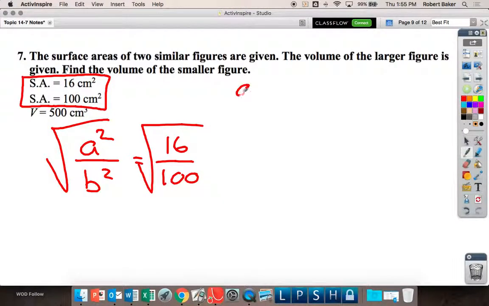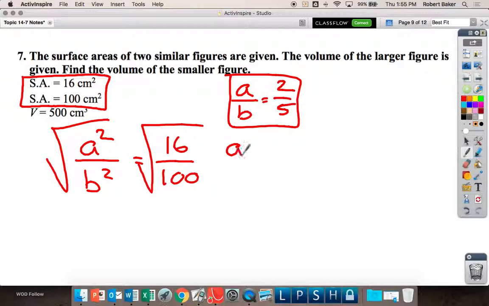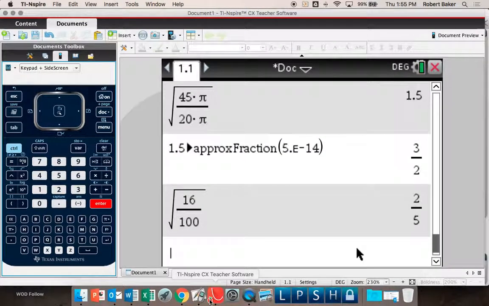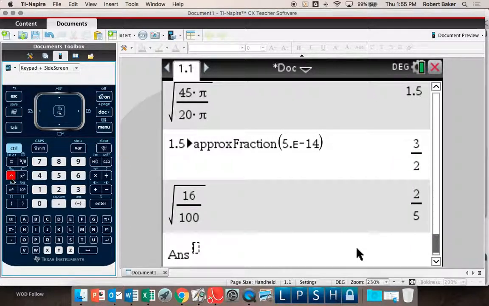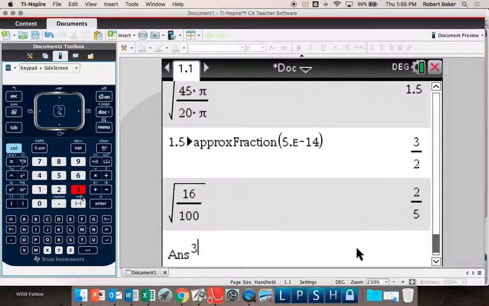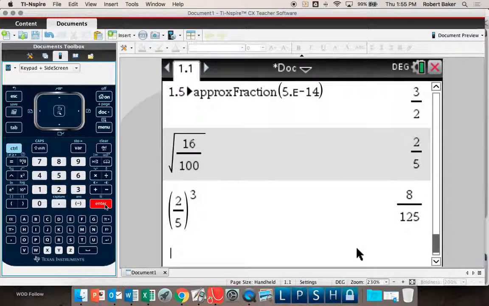No. That's just your scale factor. What am I trying to solve for? A volume. So I have to cube that. I need an A cubed over B cubed. But guess what, guys? Since it's already in my calculator like that, I can just do, hey, please cube that. 8 over 125. So you can cube it while it's in your calculator.